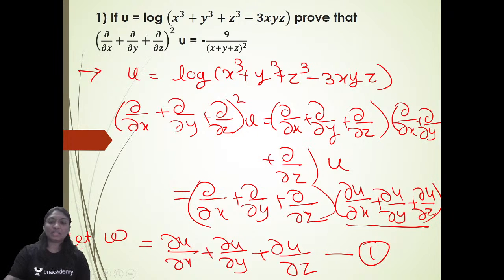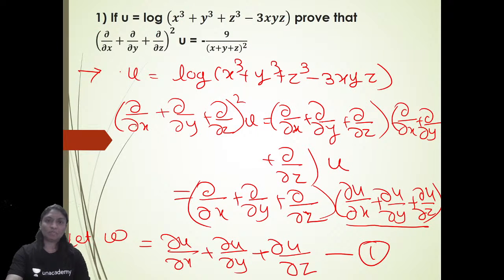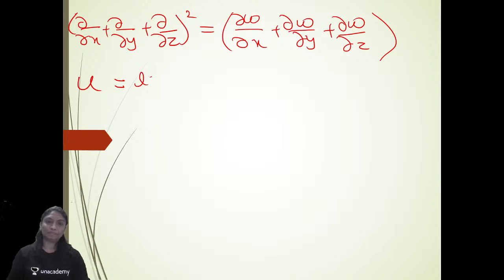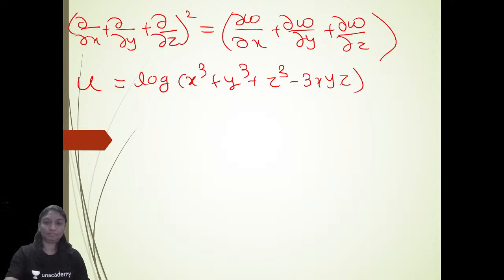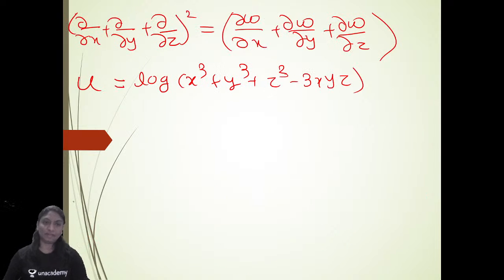Okay, so u is given. First we are differentiating u partially with respect to x. So u is equal to log of x cube plus y cube plus z cube minus 3xyz. Now differentiating u partially with respect to x, you will get this.